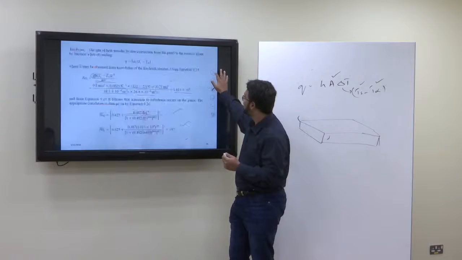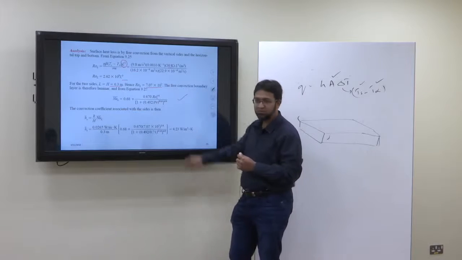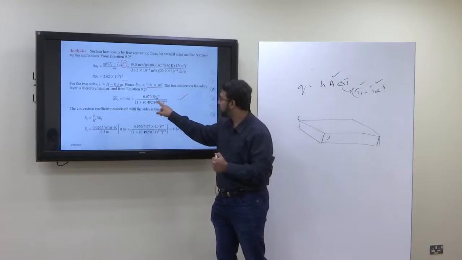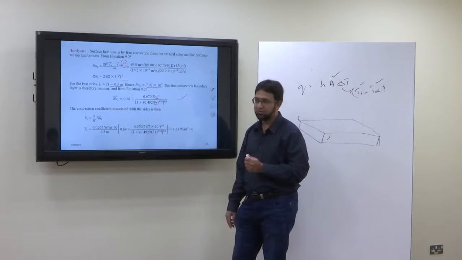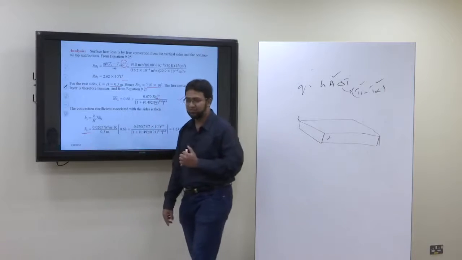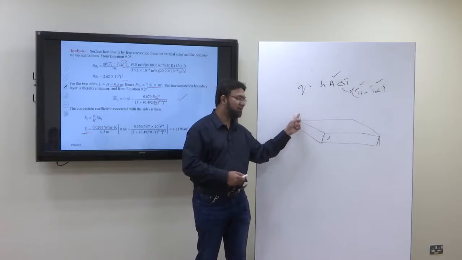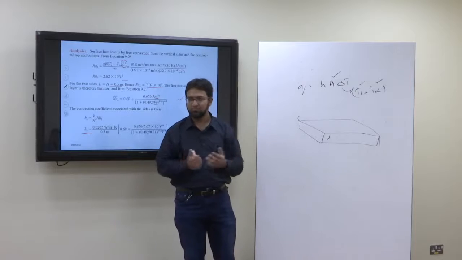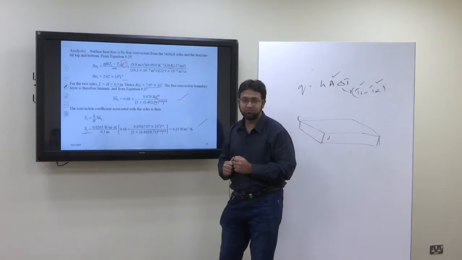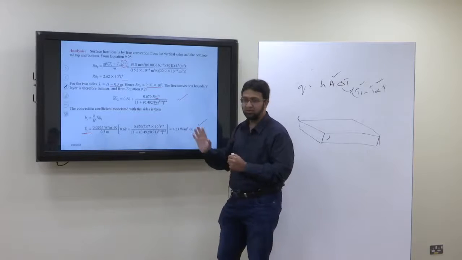So let's go back to the problem. Now they have used the second one, which was specifically for laminar. It needs Rayleigh number and Prandtl number, both of which you know. Substitute the values, you will find the h. Now this h is for both the sides, because the h for this side and the h for this side will be the same. So it comes out to be 4.23 watt per meter square Kelvin. Okay, now this is done.